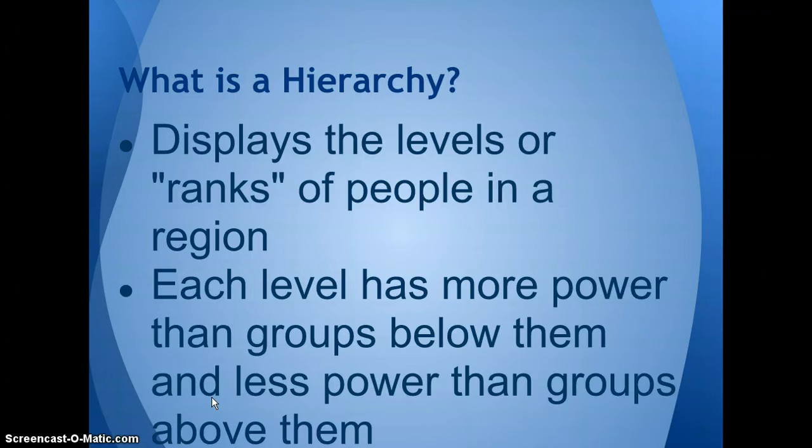A hierarchy essentially displays the levels or ranks of people in a region. Each level has more power than groups below them, and less power than groups above them. If you think of a pyramid, it has multiple steps or levels. Each of those levels in this pyramid will represent a different group of people and shows their rank in society.